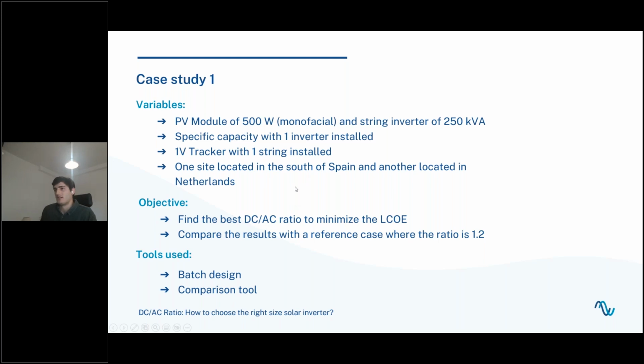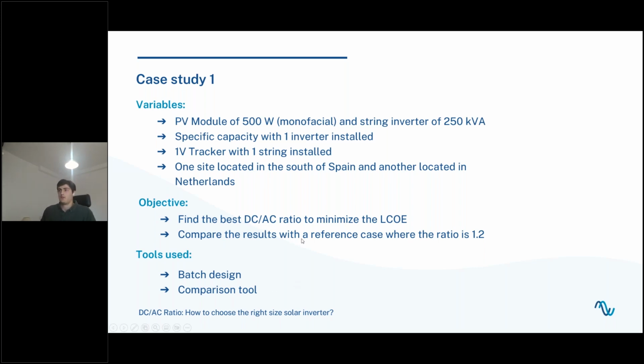The objective of this case study is to find the best DC-AC ratio to minimize the LCOE of both specific projects, and then also compare that best DC-AC ratio with a reference case where the ratio is 1.2, which is a value commonly used in the industry. So we can check how we deviate with regards to the LCOE when using one ratio or another. To do this case study, we are going to use the batch design tool and the comparison tool.